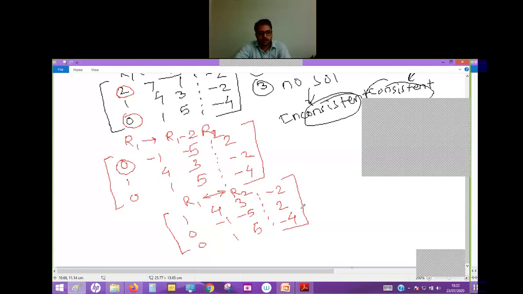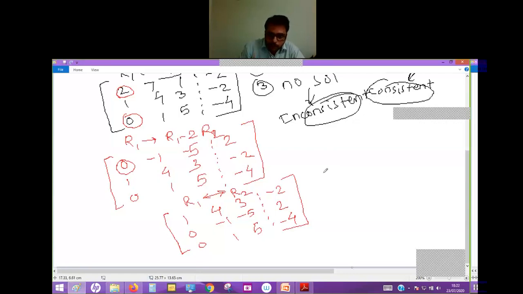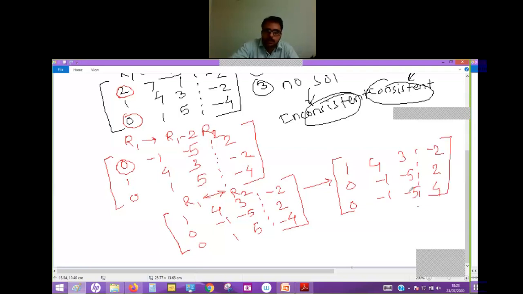Are you okay? So to get, we can say, the term I am not able to recall, but again we can solve for this. So what I am making here, please tell me the operation now. 1, 4, 3 is minus 2. Then 0, minus 1, minus 5 and 2. Then again I am making 0, minus 1, minus 5 and 4. So what operation have I made? Please tell me what operation I have made.